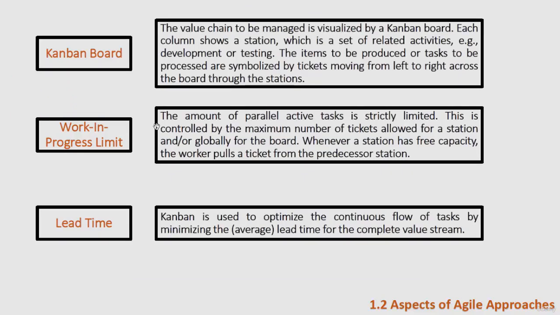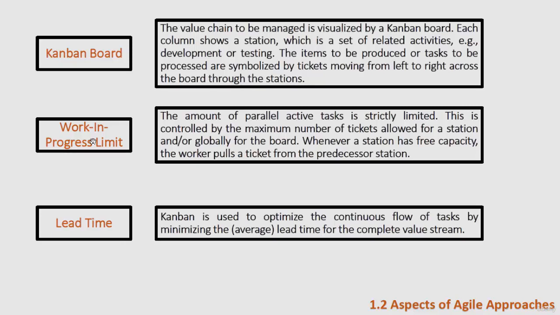Each column in this board shows a station, which is some related activities like development, testing, or like we saw in the previous photo, to do, doing, done, or something. Any item or task is moved from left to right across the board while we are making progress through it. In Kanban, there is a maximum of the parallel active tasks that can be done at the same time. This is called work in progress limit.